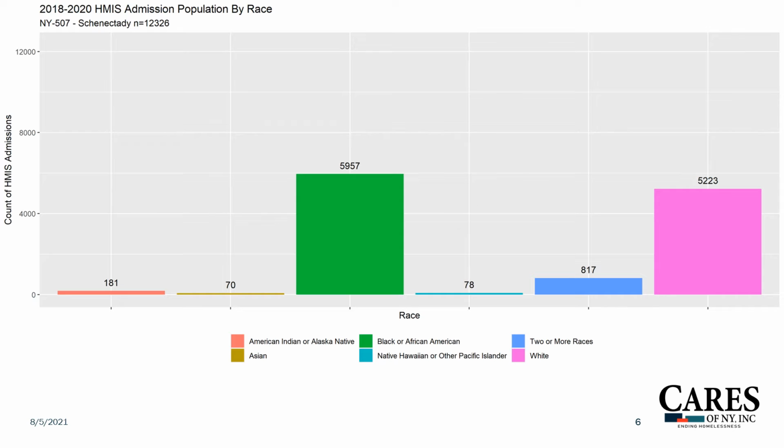To provide more context to the percentages provided in the prior slide, this only looks at the total number of clients admitted into HMIS between 2018 and 2020. And we can see that we admit more clients of Black or African American descent than white clients. But we also have a large population of clients of 2 or more races.